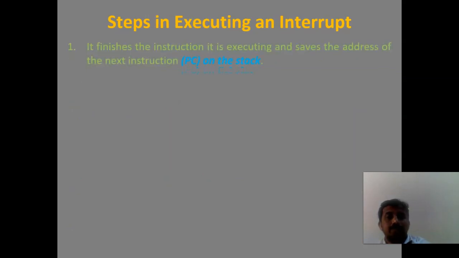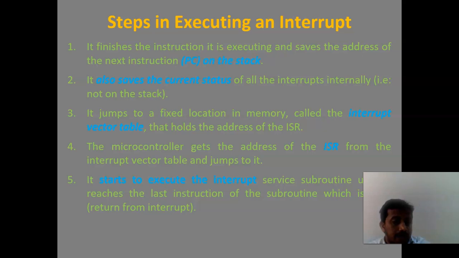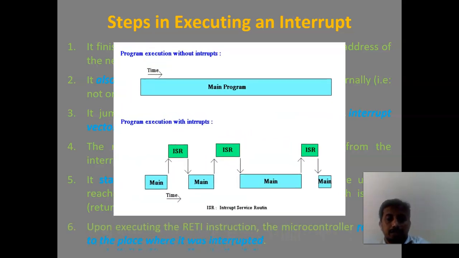So it first finishes the instruction which was being executed when the interrupt was raised, and it also saves the current status in the stack. It jumps to a location in memory called the interrupt vector table. Actually, each interrupt has a separate entry in the interrupt vector table where the addresses of the interrupt subroutines are stored. It will go to that address and run that interrupt subroutine. The microcontroller gets the ISR address, ISR being the interrupt subroutine, from the interrupt vector table and jumps there. It starts executing the interrupt subroutine until it reaches the last instruction, return.